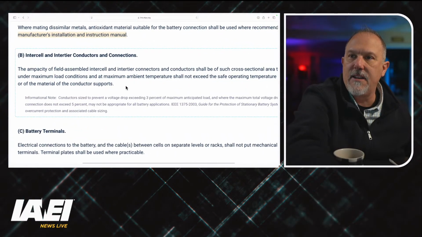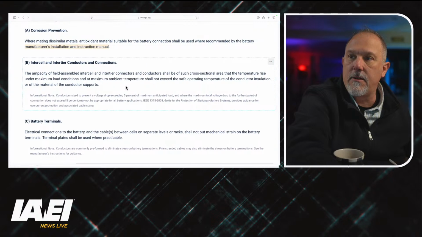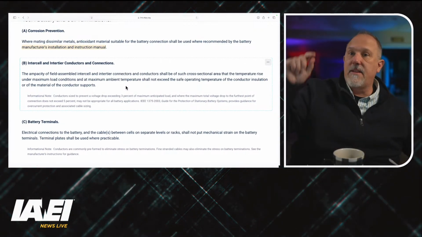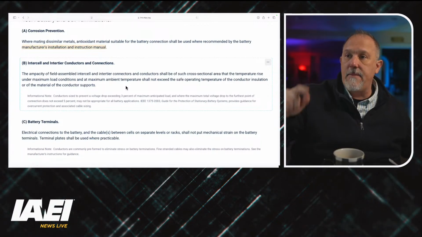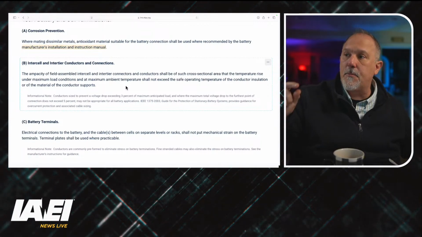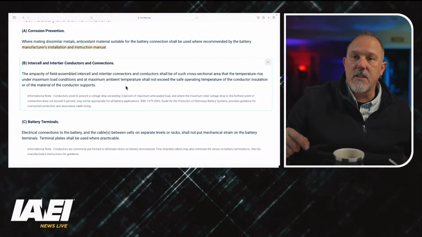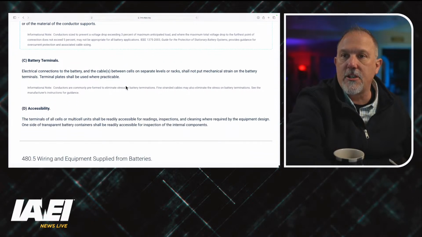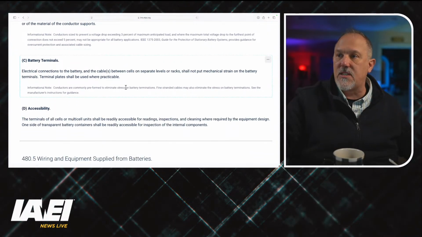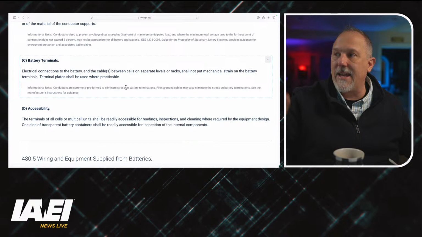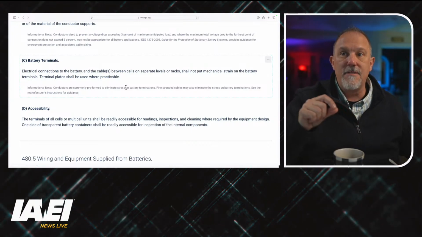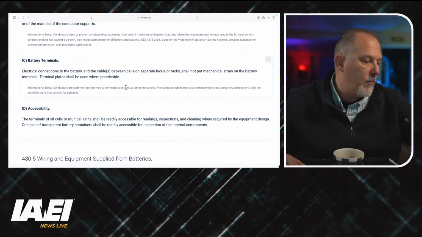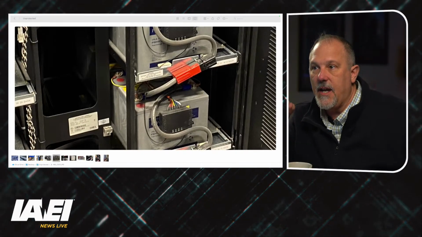Intercell. The ampacity of field assembled intercell and interior connectors and conductors shall be of such cross-sectional area that the temperature rise under maximum load conditions and maximum ambient temperature shall not exceed the safe operation temperature of the conductor insulation. So we're worried about the conductors. We have the battery terminals, electrical connections to batteries and cables between cells shall not put mechanical strain on the battery terminals. So we're worried about physical protection when we're dealing with these connection points.